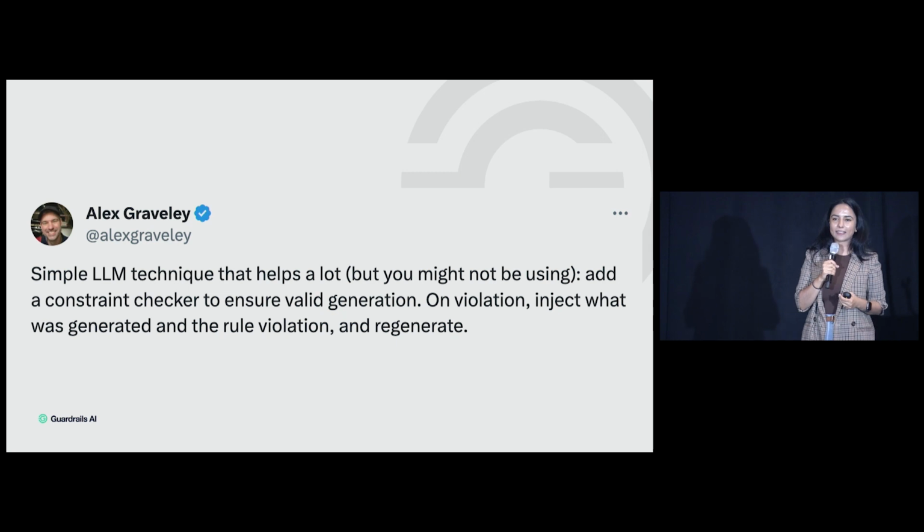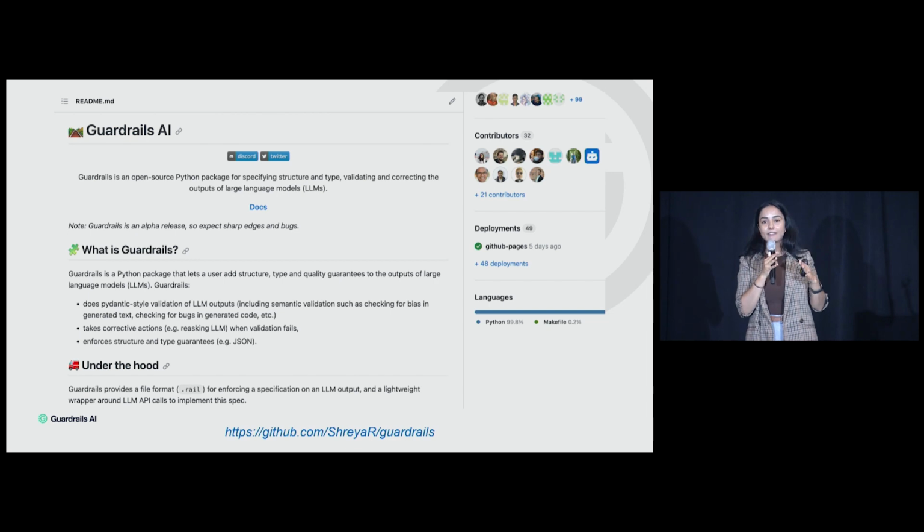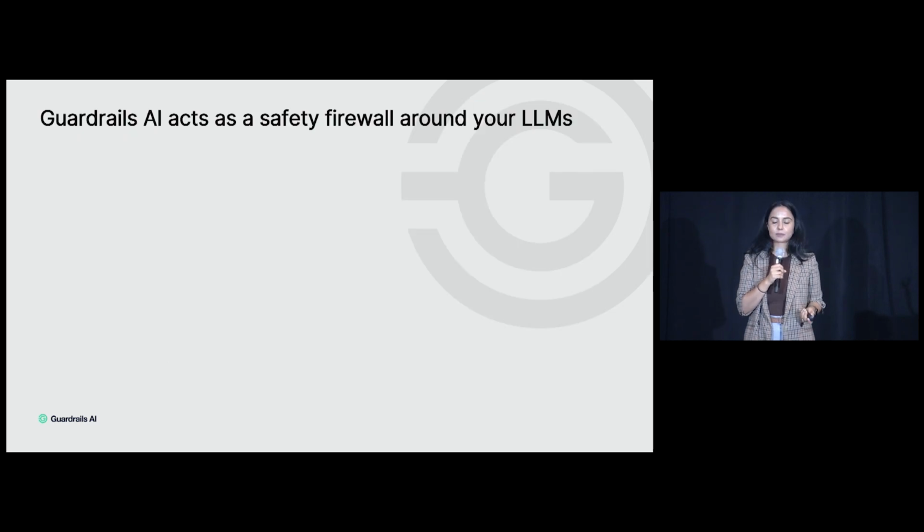Interestingly, the tweet by Alex came, I think, a couple of weeks ago, but Guardrails AI, the framework that I'm here to talk about, the open source package, was released earlier this March and takes this very simple idea and uses it to bridge the gap between the non-determinism and the failure modes of generative AI, and the correctness guarantees we need when we're working with more traditional software models. Awesome. So what is Guardrails AI and how does it work?